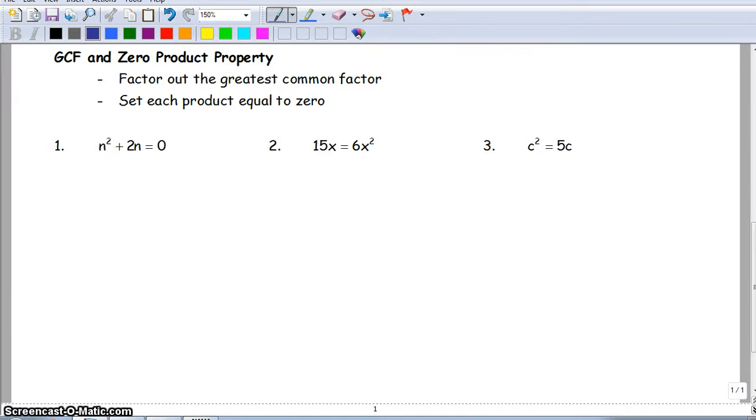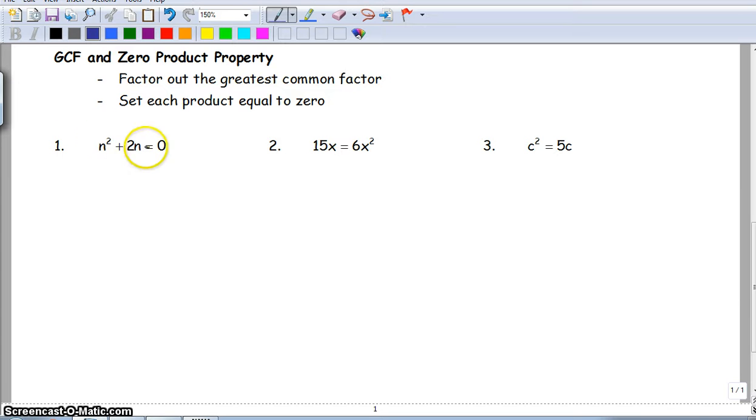In this video, we're going to use the greatest common factor and zero product property to solve quadratic equations. When you're solving quadratic equations like this, you want to first make sure everything's in standard form, so everything's on one side of the equal sign, you have a zero on the other side. Factor out the greatest common factor, and then set each product equal to 0.